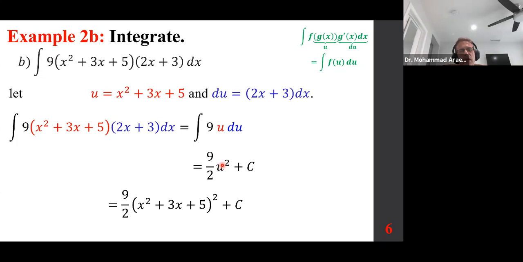Again, in the beginning, if you have any doubts, we want to differentiate the result. It should give us back this whole thing without the dx. It will give us the integrand without the dx. So that's the case with polynomials. I want to switch gears and look at different types of functions.